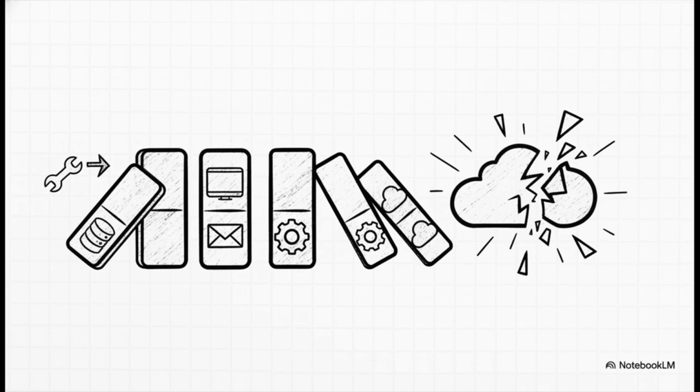And here's where it all goes wrong. When you cram all that stuff into one place, everything gets tangled together. It's called being tightly coupled. A tiny change to how you save to the database can all of a sudden break the password validation logic. It makes the whole system incredibly fragile and an absolute nightmare to test.